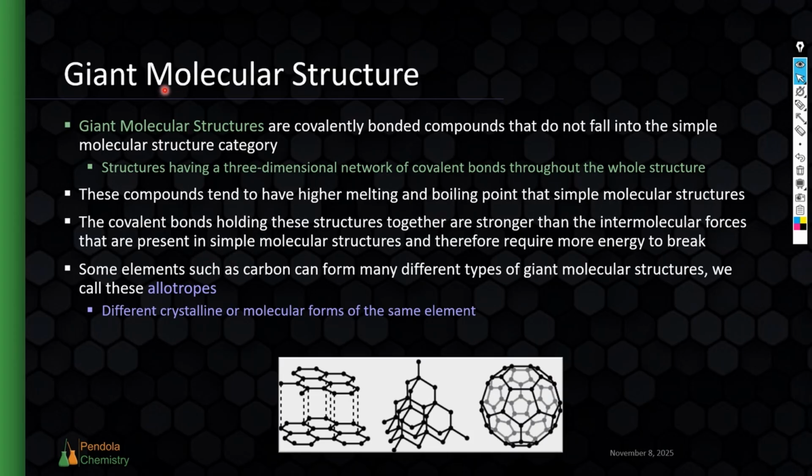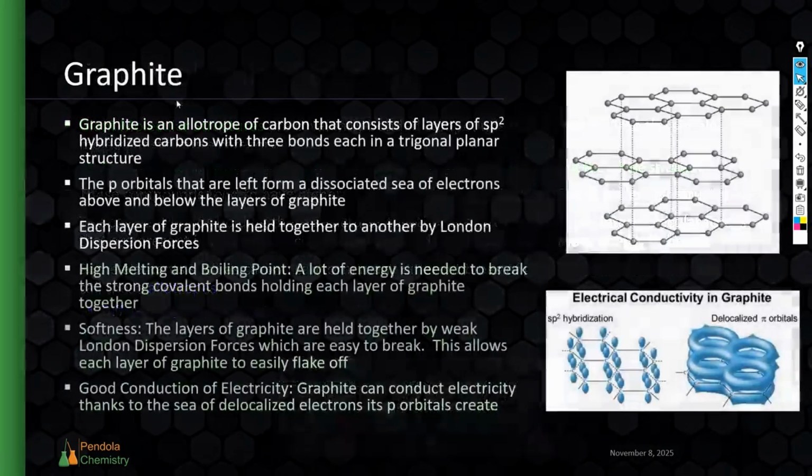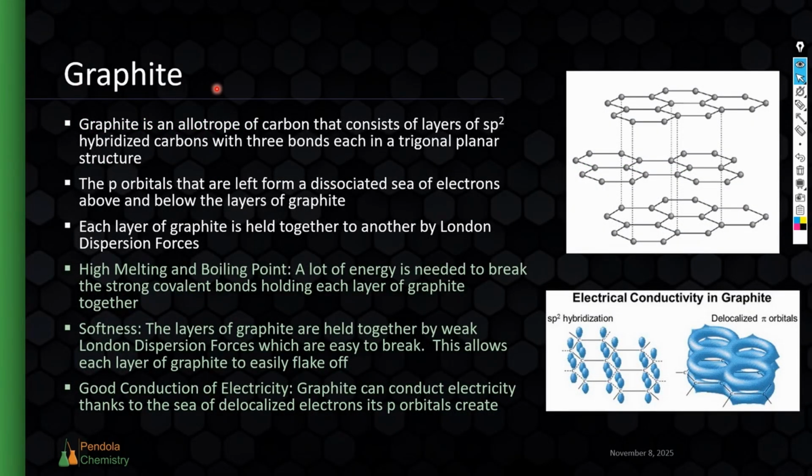So let's start by looking at different giant molecular structures, starting with graphite. Graphite is one of the allotropes of carbon, and it is the most common form of carbon. Now, graphite is very special when it comes to covalently bonded compounds because graphite can conduct electricity, which most covalent compounds cannot do. Now, graphite can do that because of its structure. So let's discuss the structure first.